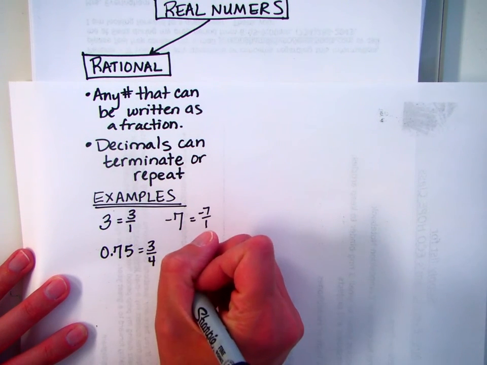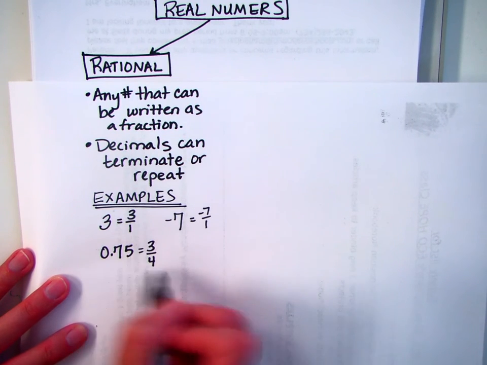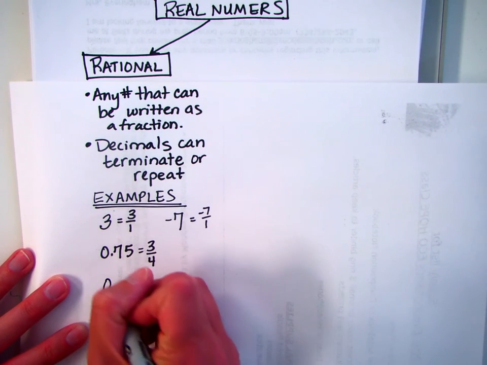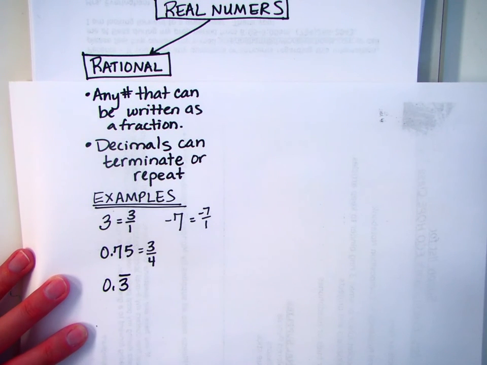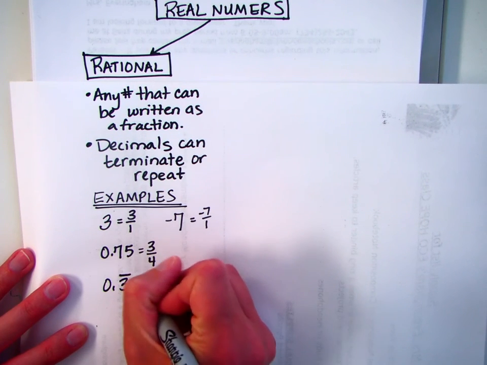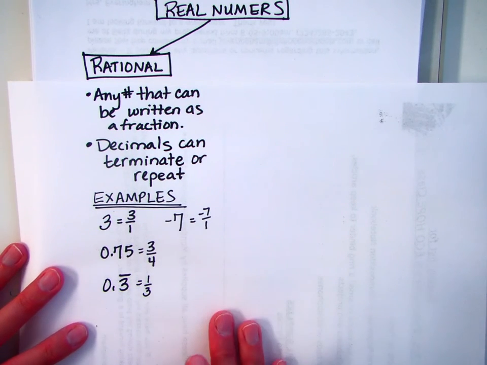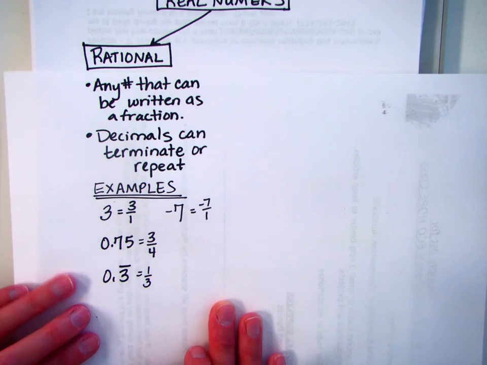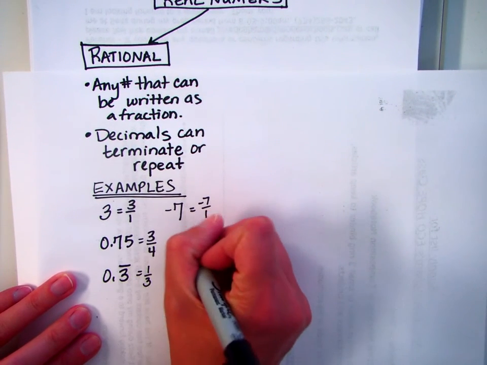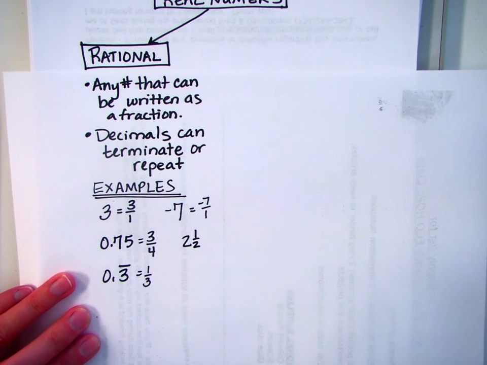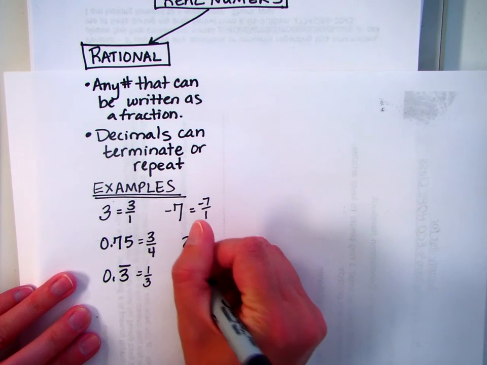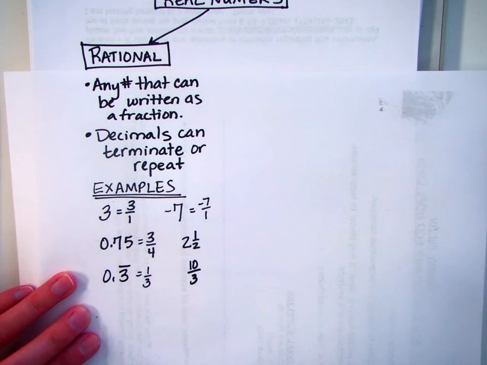And as far as other decimals, a repeating decimal, you might sometimes see the bar over it. 0.3 repeating is our 1/3. Okay, so repeating decimals also fall under rational. Mixed numbers are okay. That's a fraction. That's still rational. And your improper fractions also fall under here as well.